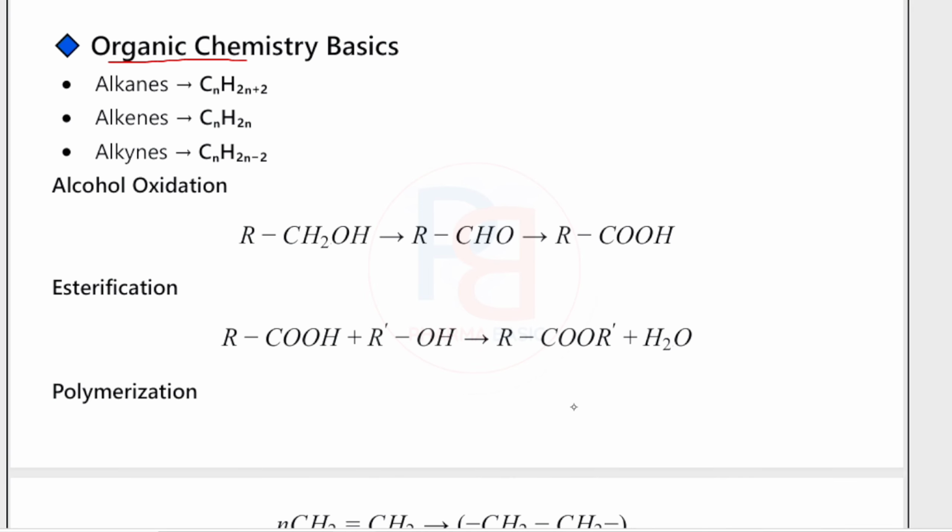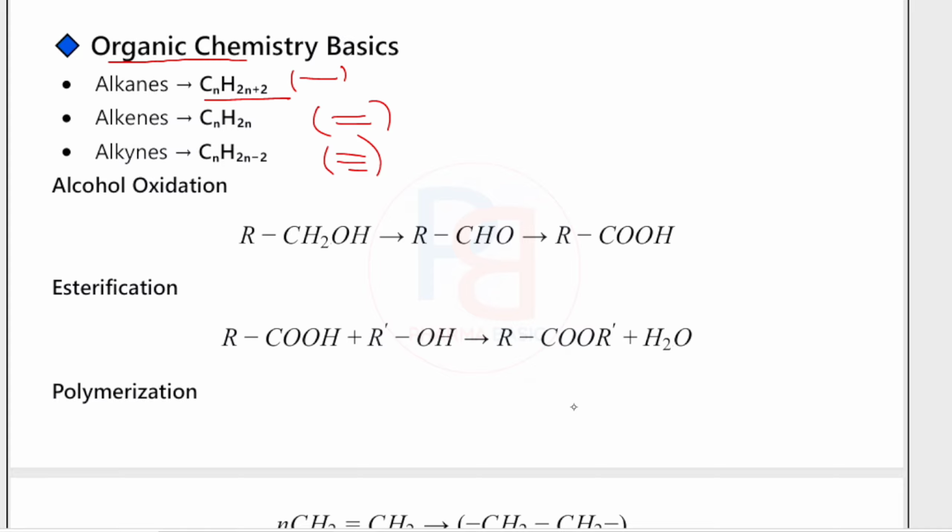Organic chemistry. In organic chemistry, it is alkane. Alkane's general formula is CnH2n plus 2. Here a carbon-carbon single bond is there. Alkene, CnH2n. Here a carbon-carbon double bond will be there. And alkyne, CnH2n minus 2. This is the general formula. And here a carbon-carbon triple bond will be there.